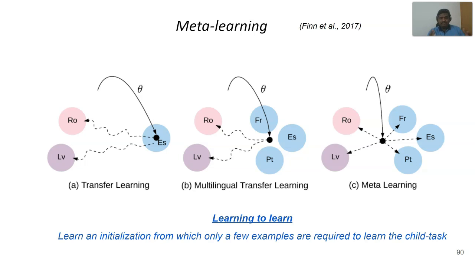So the standard transfer learning scenario is where we train a high resource language pair. So the parameters theta are optimized for the high resource language pair, ES, Spanish in this case, and then from there we fine tune for our language of interest, say Romanian or Latvian. In the multilingual transfer scenario, we train a bunch of high resource languages jointly. So the parameters theta are optimized as an average to give an average optimal performance on these high resource languages, and then from there we fine tune on the low resource languages.